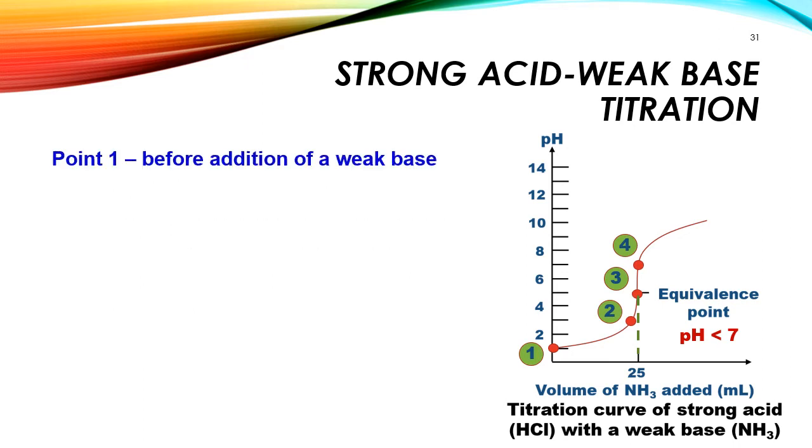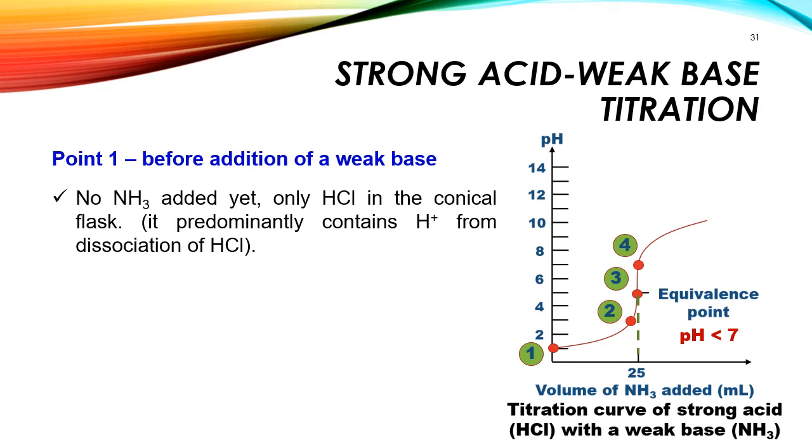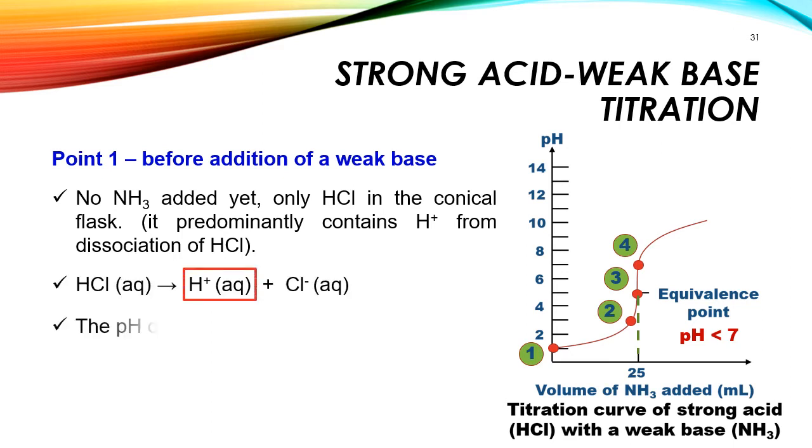Let's start with point 1. At this point, no ammonia is added yet. Therefore, only hydrochloric acid is in the conical flask, which means it predominantly contains H+ ions from the dissociation of the hydrochloric acid. Thus, the pH of this analyte is low, about 1.0.